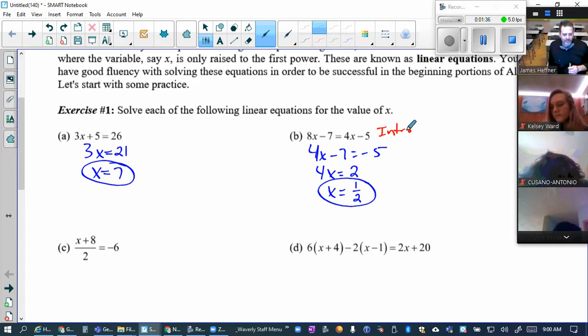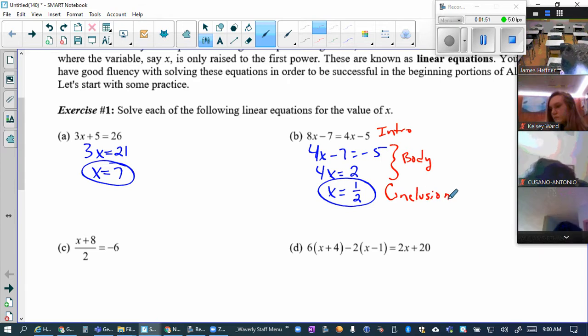Then we have the body. We go on to tell the story of X, so this is the body of our essay. And then we get down here to x equals, what would we call this? The conclusion, right? Does that make sense? You don't have to write all that down, but I want you to think about how it should be thought about correctly. All right, let's move on to part C.